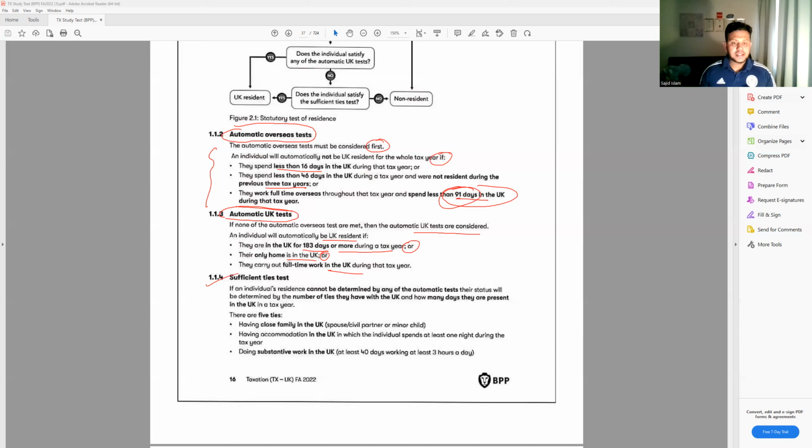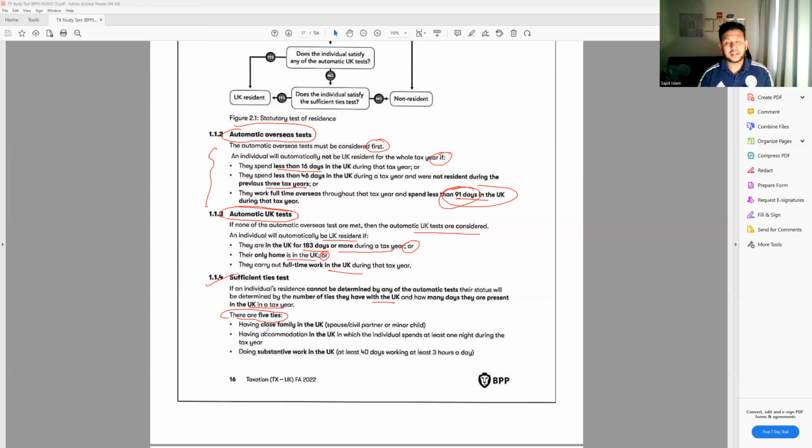Then the next one is the sufficient ties test. Here it says, if an individual's residence cannot be determined by any of the automatic tests, their status will be determined by the number of ties they have with the UK and how many days they are present in the UK in the tax year. There are 5 ties. So let's have a look.